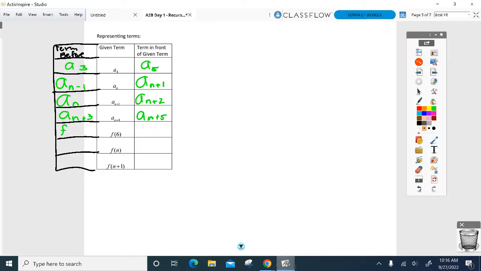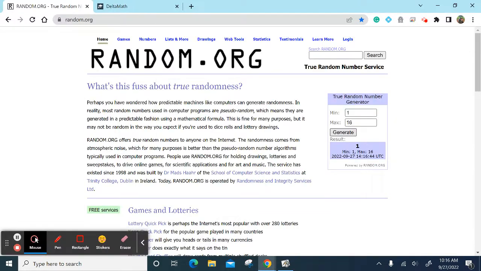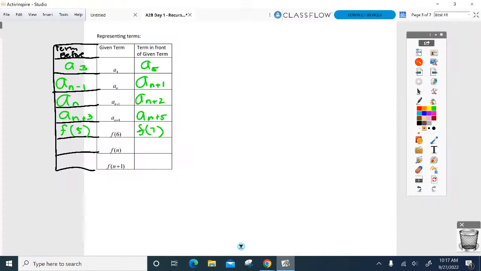Amanda, F of 5. And you want to do the term ahead of it too, F of 7. Good. Any questions yet? All right, what if I'm on F of N, the nth term? What's the term before it?